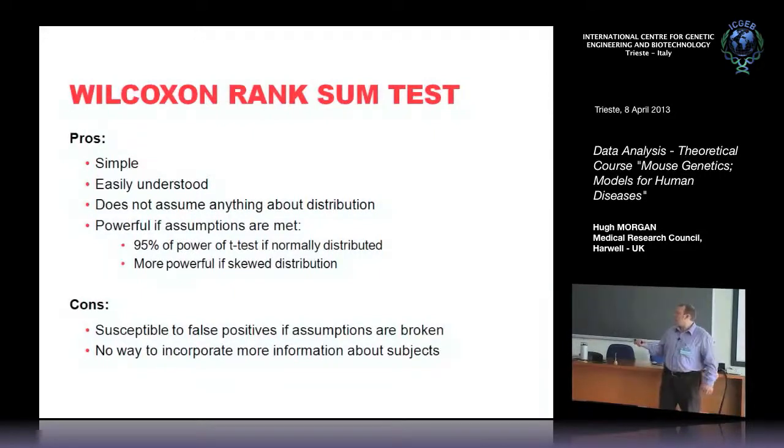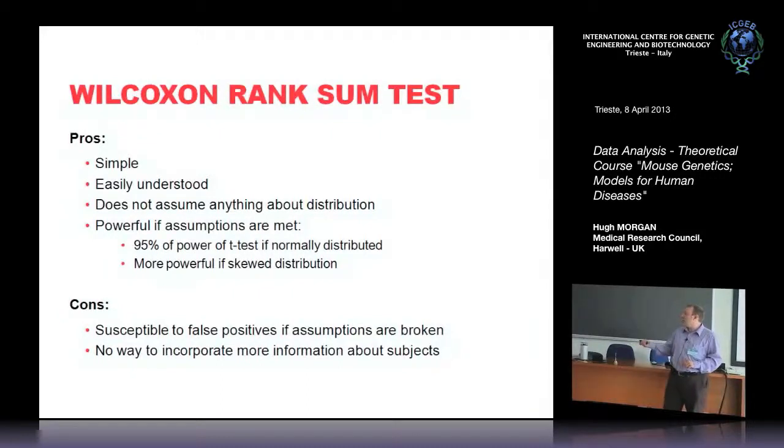And it is quite powerful. Even if the distribution is normally distributed, so the t-test was valid, you only lose about 5% of your power using the Mann-Whitney instead of the t-test. And if the distribution is even quite skewed in quite a small way, it is actually more powerful. As well as being more selective, it is more sensitive.